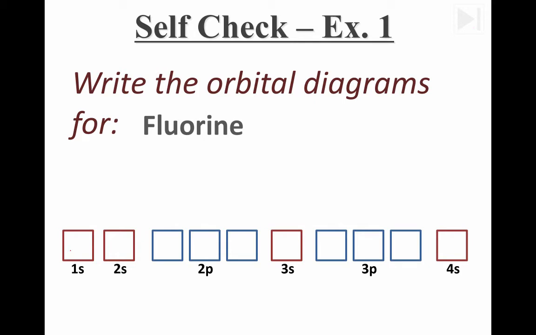I'm going to start filling in electrons until I get to 9 electrons because fluorine was element number 9. Notice the way that I enter these. 1, 2, 3, 4, 5, 6, 7, 8, 9. This is the representation for fluorine. That was easy. Let's try another one.